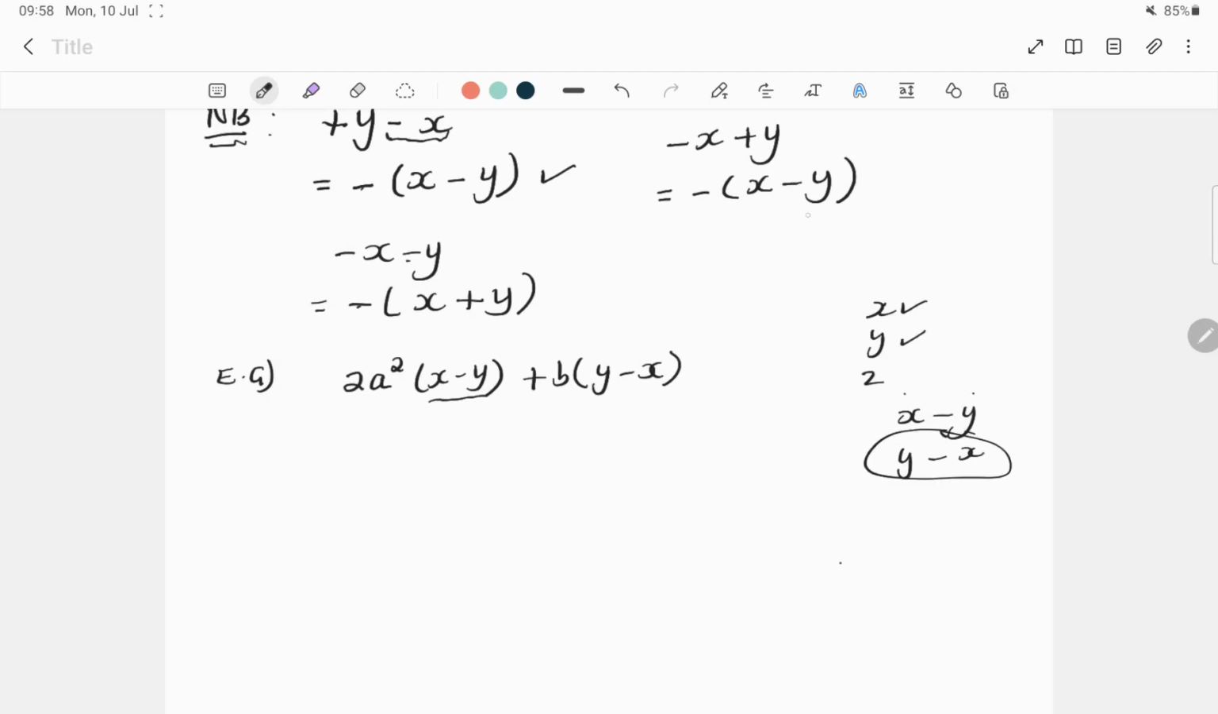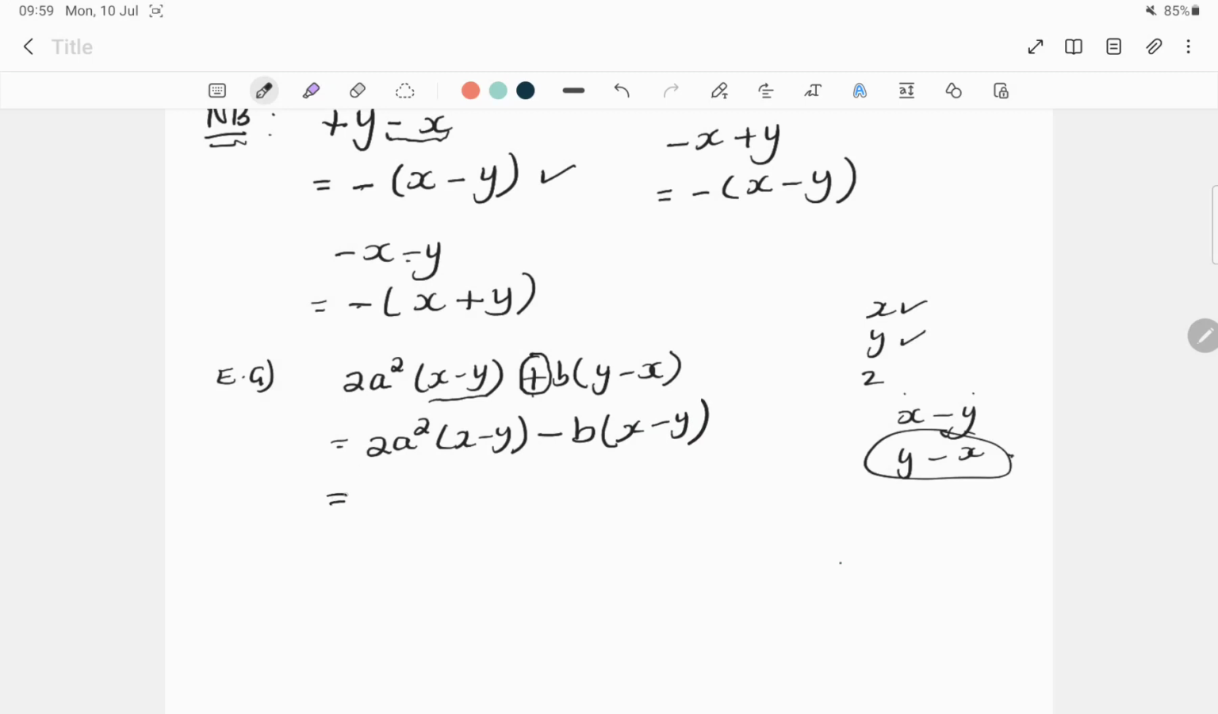In this case, you have to take out the negative as a common factor. So it will be 2a squared (x minus y). Then you change this. When you take out the negative as a common factor, that negative will influence this positive, and it will become negative b. Then you can write it in this manner now, x minus y.